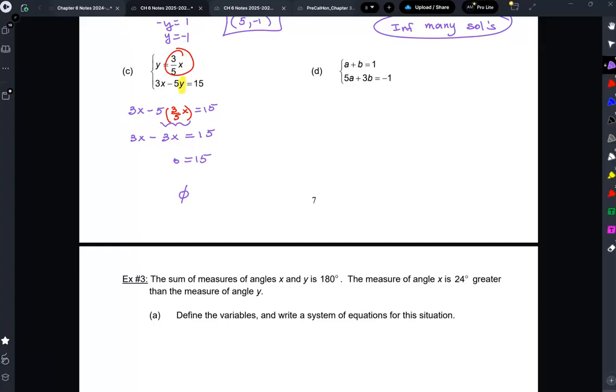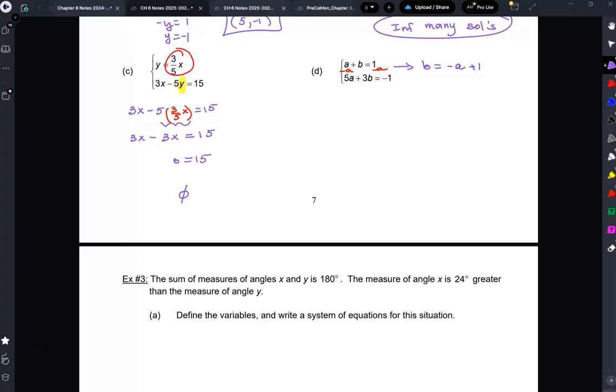Okay, so this one. Let's solve that one for b. What should we do? Minus a, minus a. So b is negative a plus 1. So now, do this one.